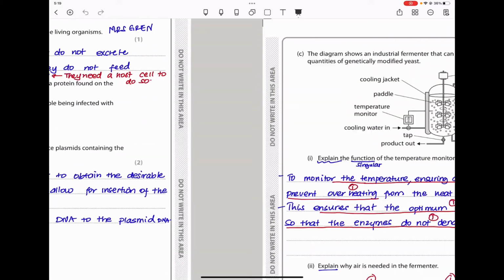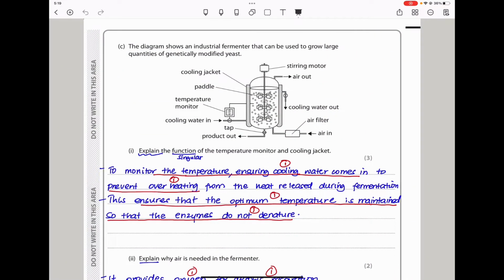That is ligase. The next part says, the diagram shows an industrial fermenter that can be used to grow large quantities of genetically modified yeast. We can see this is a fermenter. It has a tap down here. This is where air comes in. Air is filtered before it goes in. There is a cooling jacket. Water enters in here and then it gets out here. The air gets out of here.